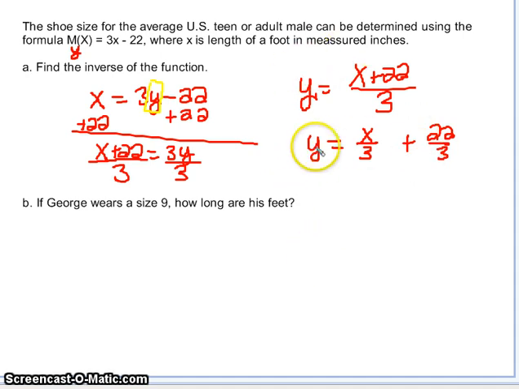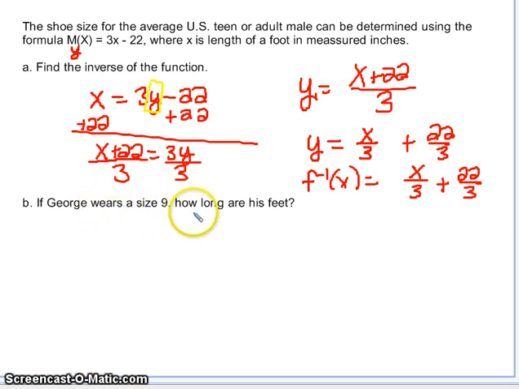Now, here's my inverse. This is telling me that the inverse of our function is x over 3 plus 22 over 3. For this particular function, it wants us to find the size. If George wears a size 9, how long are his feet? Well, x was the length of a foot, so we have a couple of options. One option is to use this, and we can plug in the size and then solve for x.